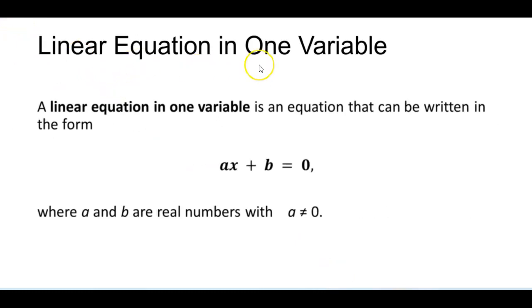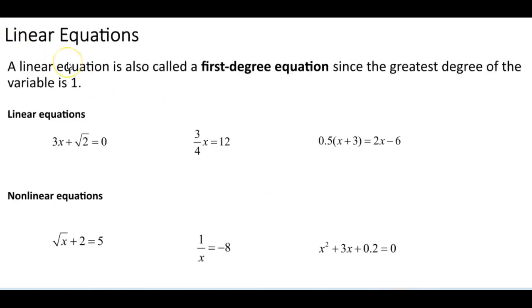A linear equation in one variable. A linear equation in one variable is an equation that can be written in the form ax plus b equals 0, where a and b are real numbers with a not equal to 0. Linear equations. Now, a linear equation is also called a first-degree equation since the greatest degree of the variable is 1.